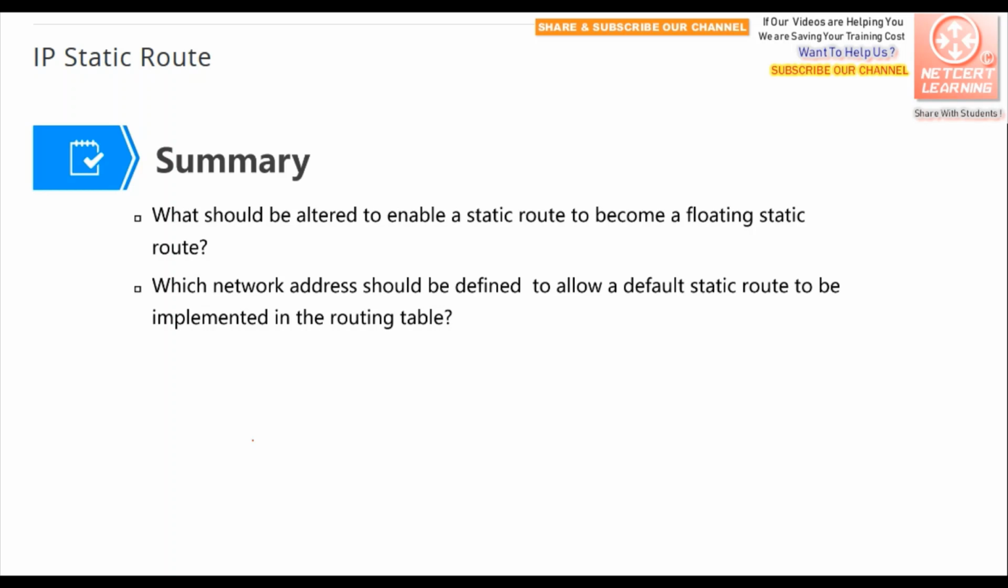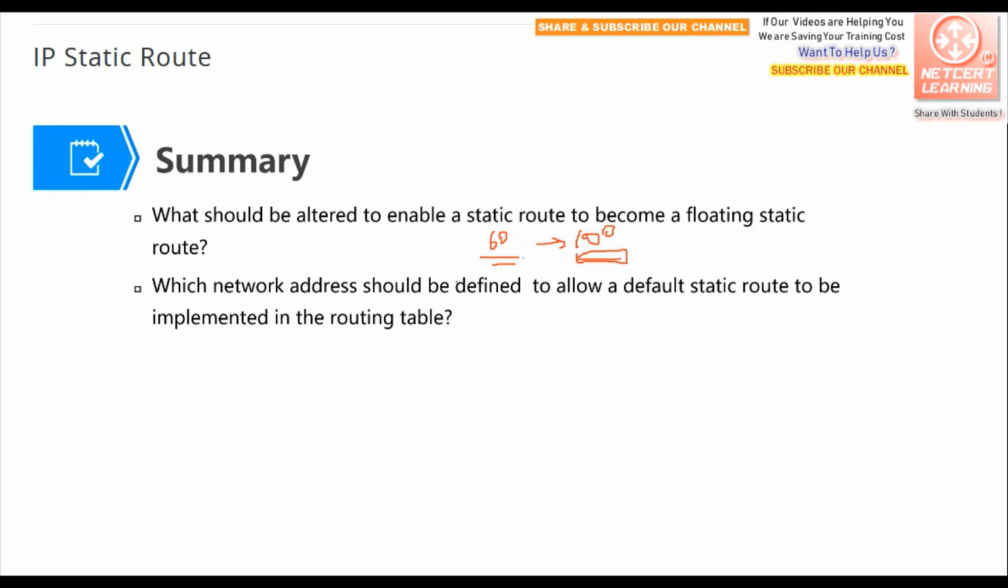Then we got to the end. There are two questions, okay? What should be changed to enable a static route to become a floating static route? The preference value, okay? By default, the static route uses a preference value of 60. If you want this route to be floating, you can change this preference to a bigger one, for example, 100. Then, if there's another static route forwarding to the same destination network, the static route with the higher preference value will disappear. This is the floating static route, okay?